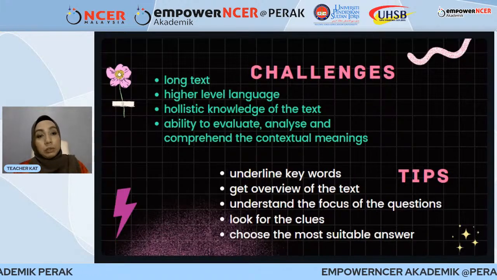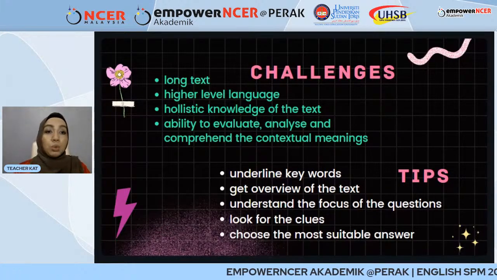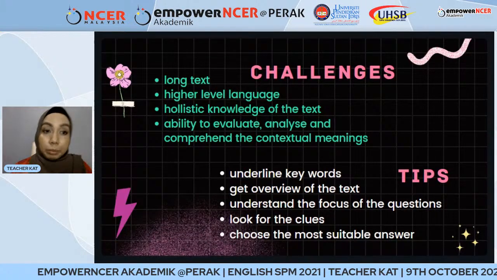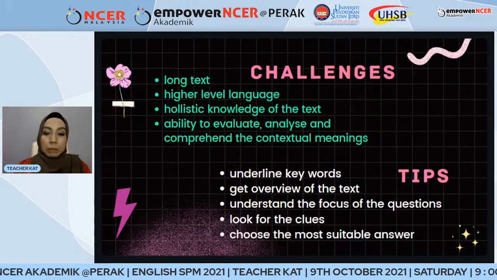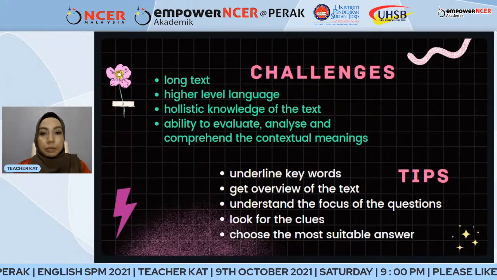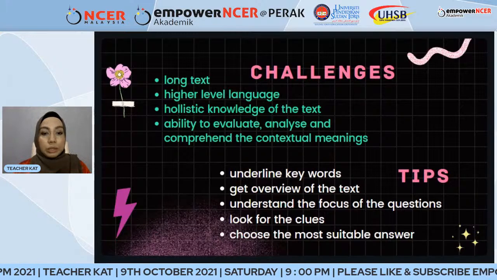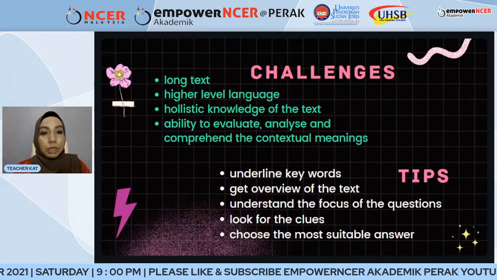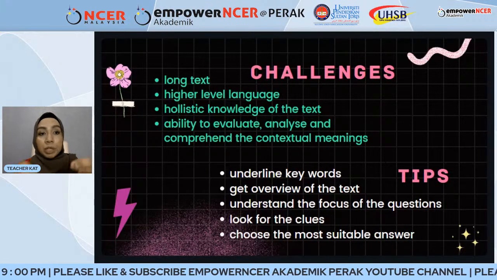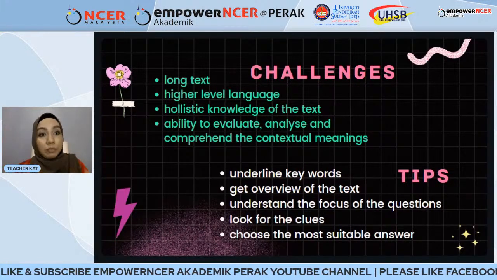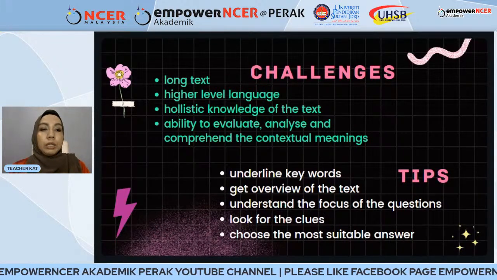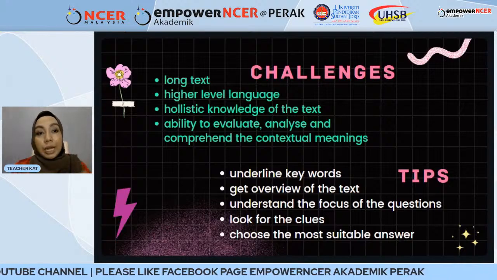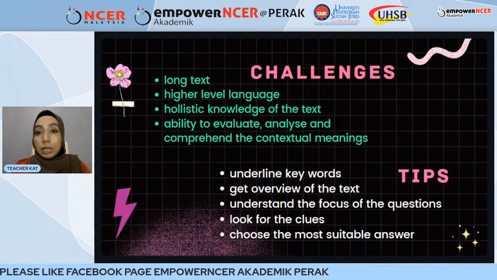For this part, it will test you on the holistic knowledge of the text. When it says holistic, it means that you need to know the overall ideas of the text. You need to understand the meaning of the text, the message that the writer is trying to portray, and everything. Holistic means whole, so everything. And then you need to have the ability to evaluate, analyze, and comprehend the contextual meanings.